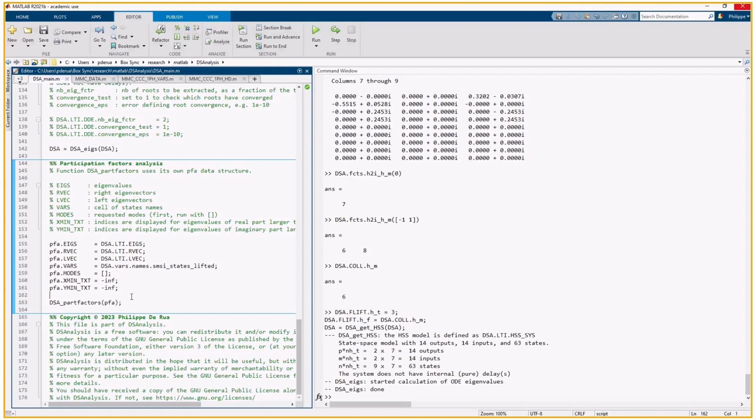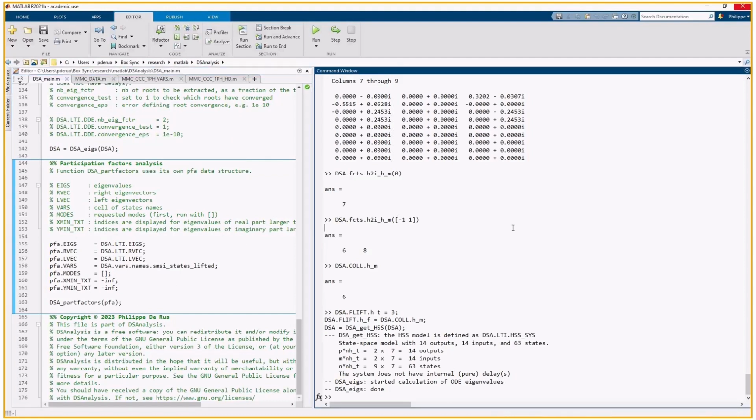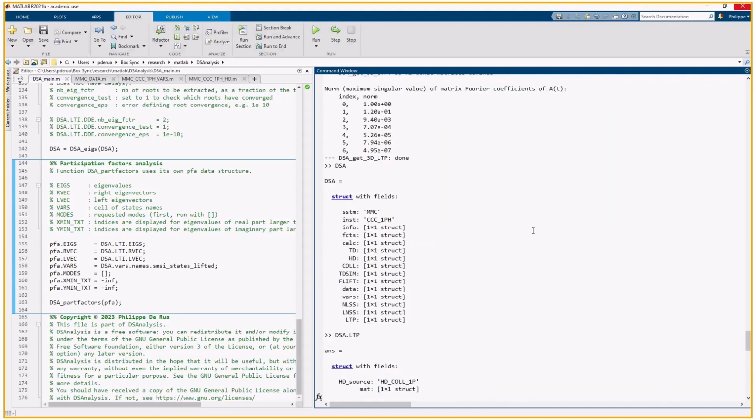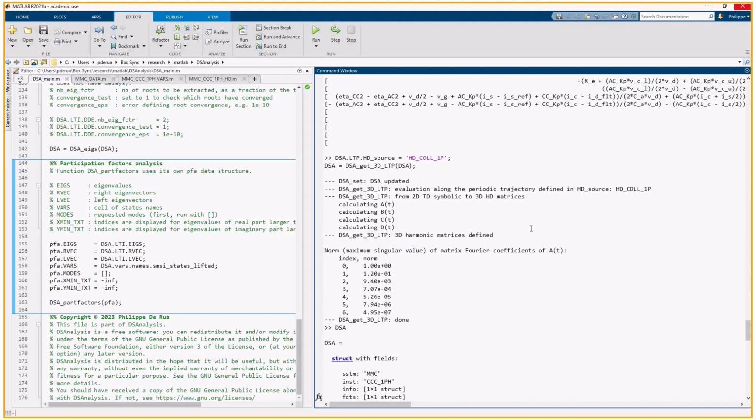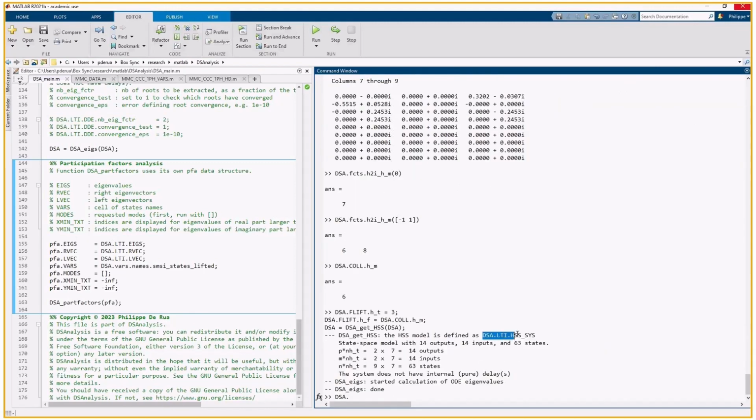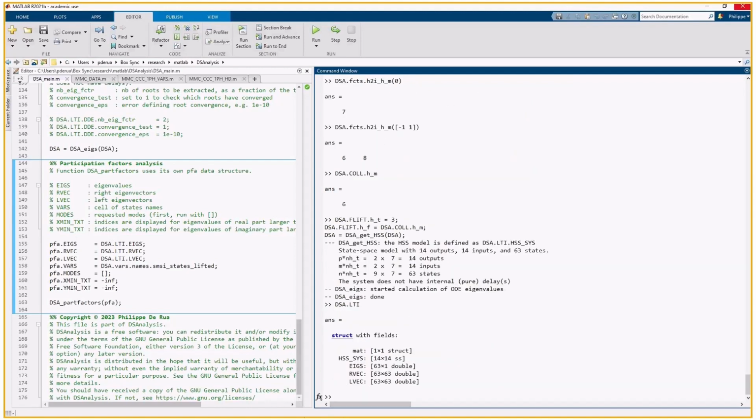So just making sure that once I have done frequency lifting, I have the harmonic state space model stored as mentioned by Matlab in there. So just checking this, I have indeed the matrices related to the harmonic state space.